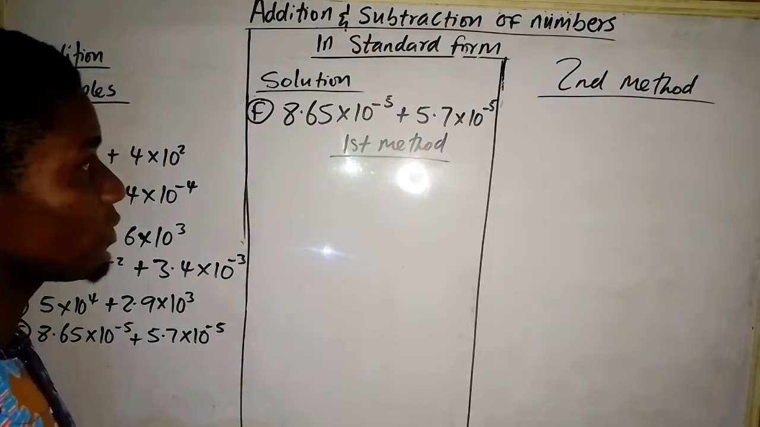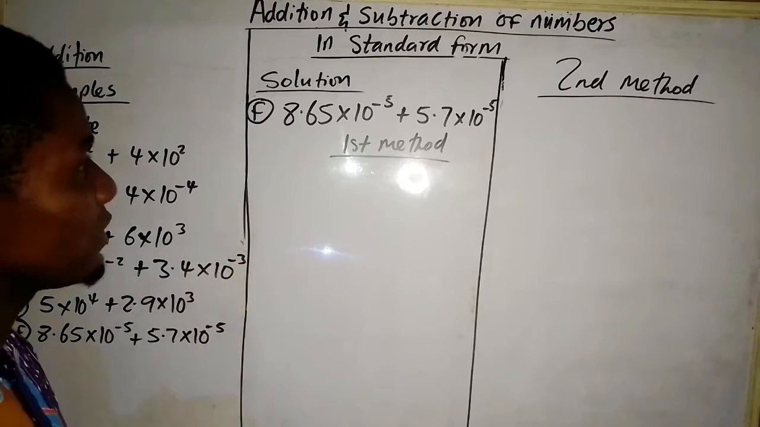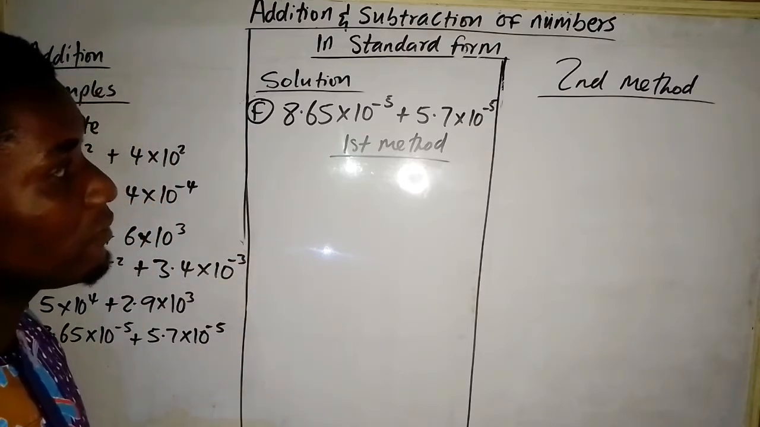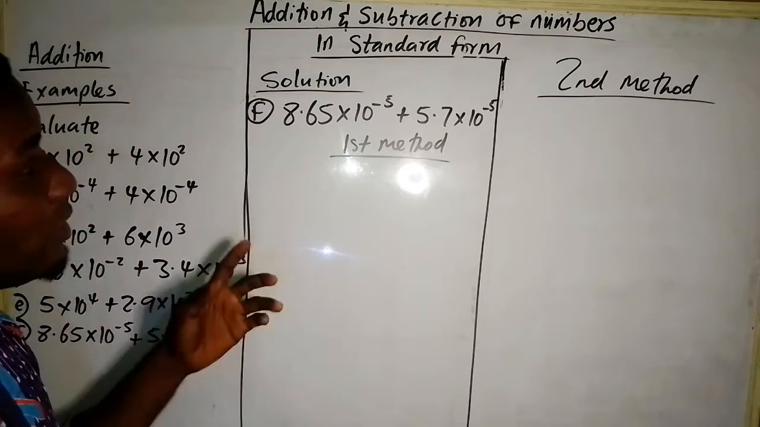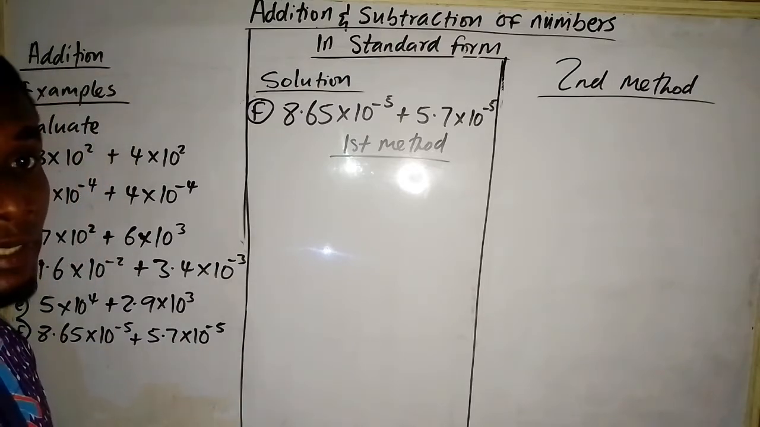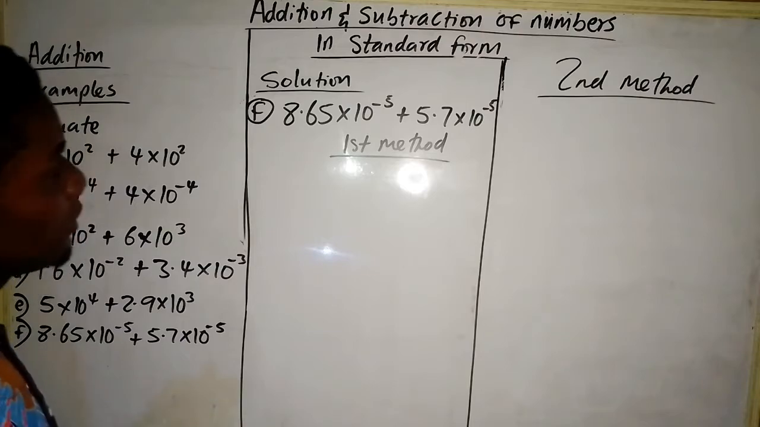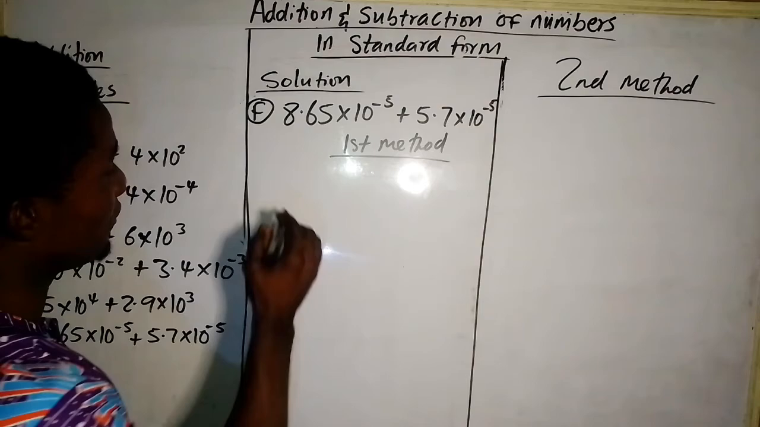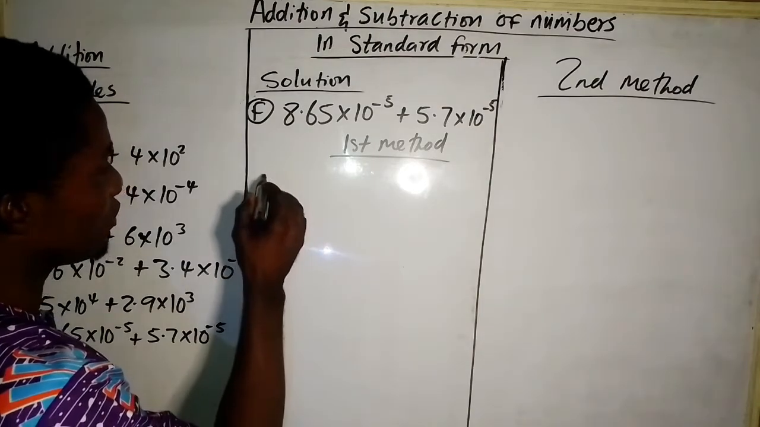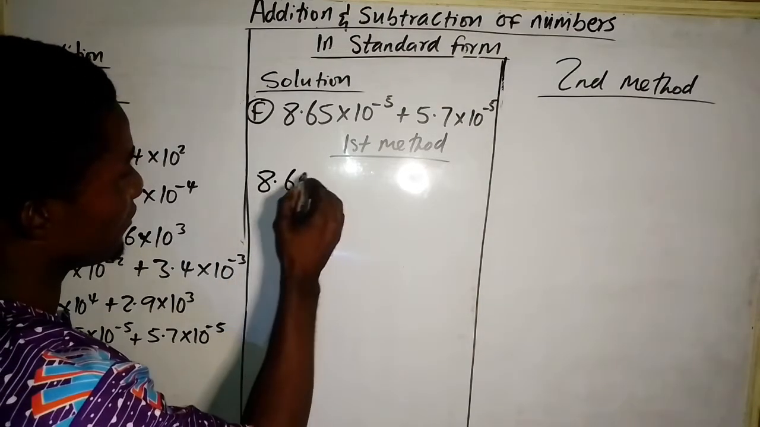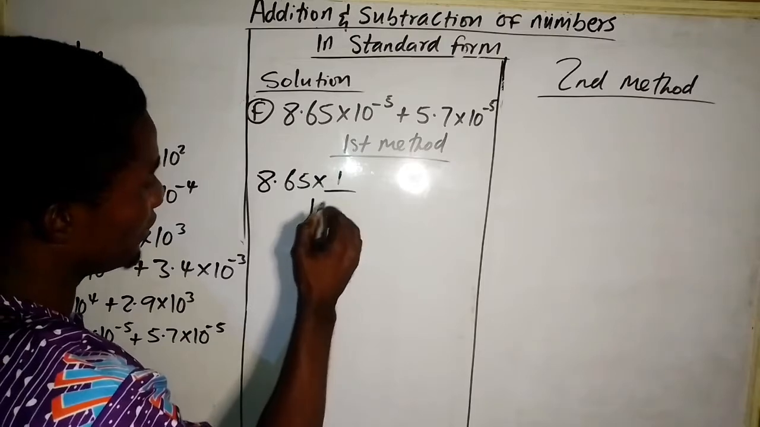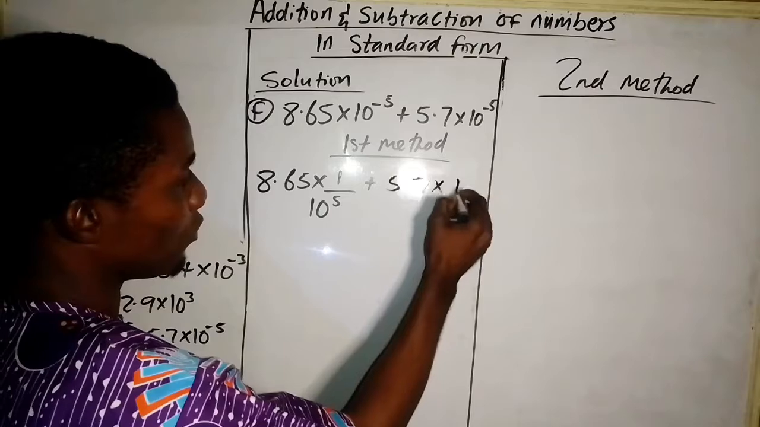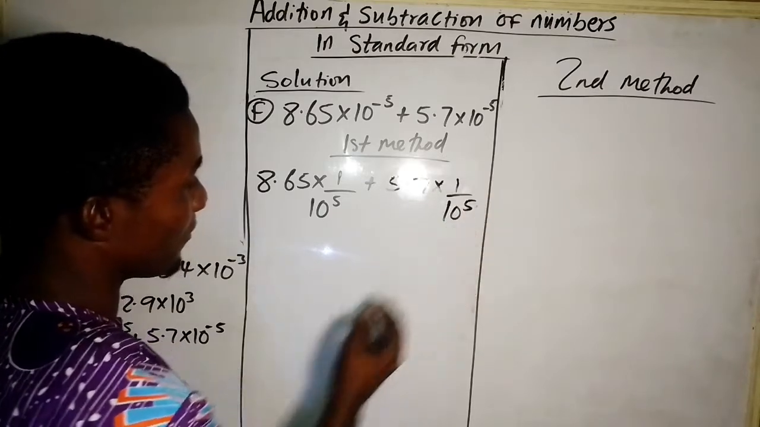The sixth question says evaluate 8.65 times 10 raised to the power minus 5 plus 5.7 times 10 raised to the power minus 5. Now they are both having the same base with the same exponent. So let's change this expression to an ordinary number. That's for the first method that we have. So to change it to an ordinary number, we're going to have 8.65 times 1 over 10 raised to the power 5 plus 5.7 times 1 over 10 raised to the power 5.